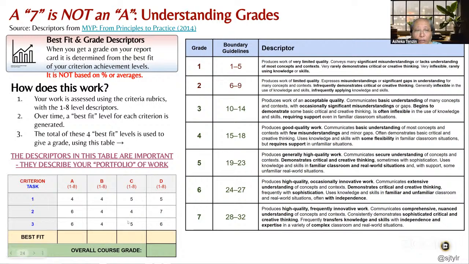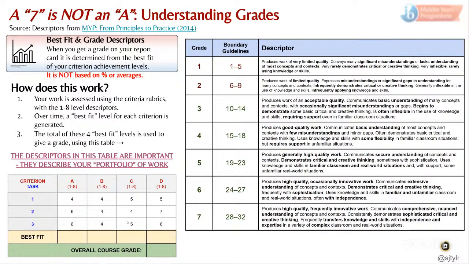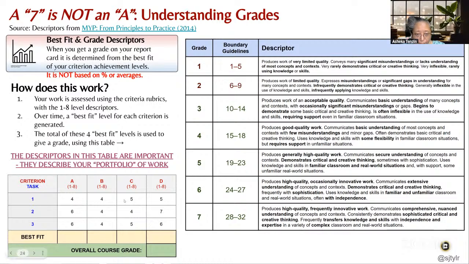What will you give? 5. Maybe a 4. I don't know. Maybe this was too easy. The 5 was too easy. Many students have got a 5. Okay. So here, that's why the best fit approach, you have to see what is the context. How did the students score? How was the test?